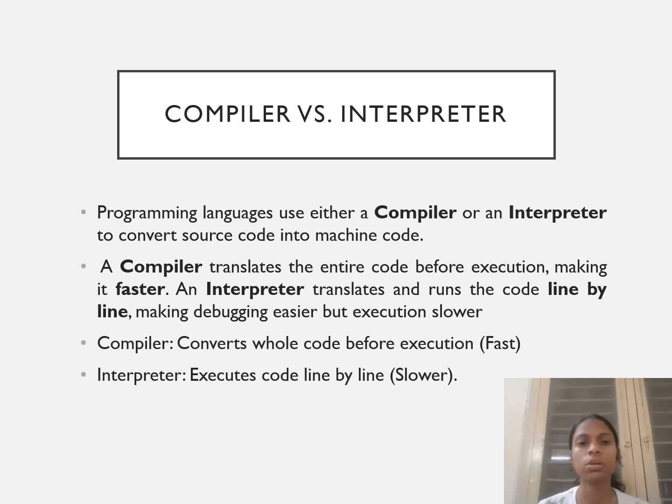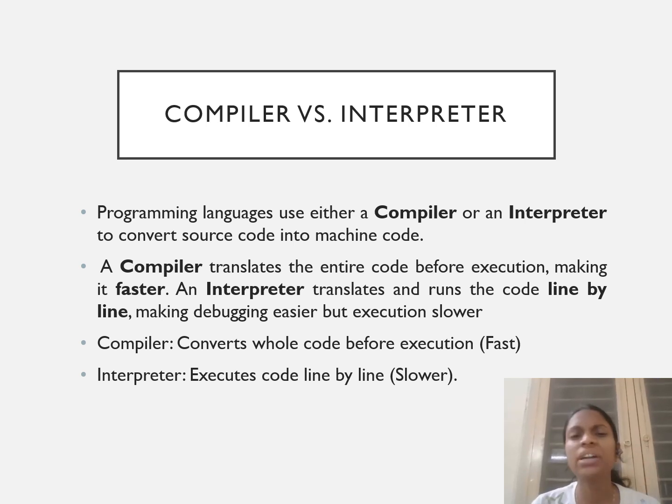So the next topic is compiler and interpreter. Programming languages use either a compiler or an interpreter to convert your source code into machine code. In order to make your code understandable to the machine, we use compilers and interpreters. So what is the difference between a compiler and an interpreter? Are they the same? No, they are not at all the same. A compiler translates the entire code before execution, making it faster. An interpreter translates and runs the code line by line, making debugging easier but execution slower.